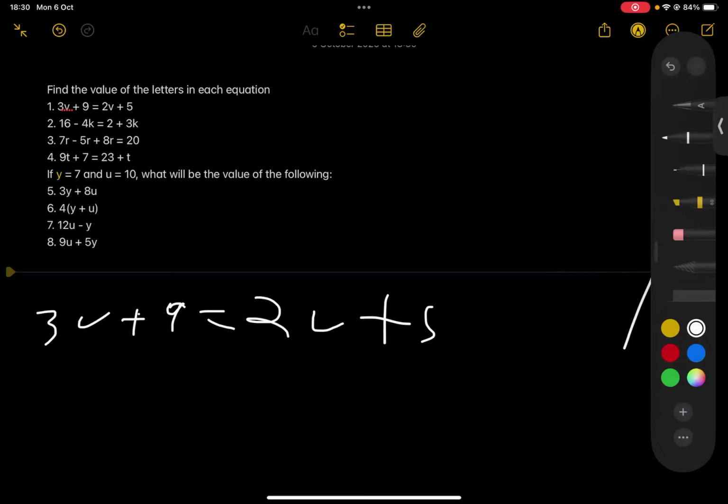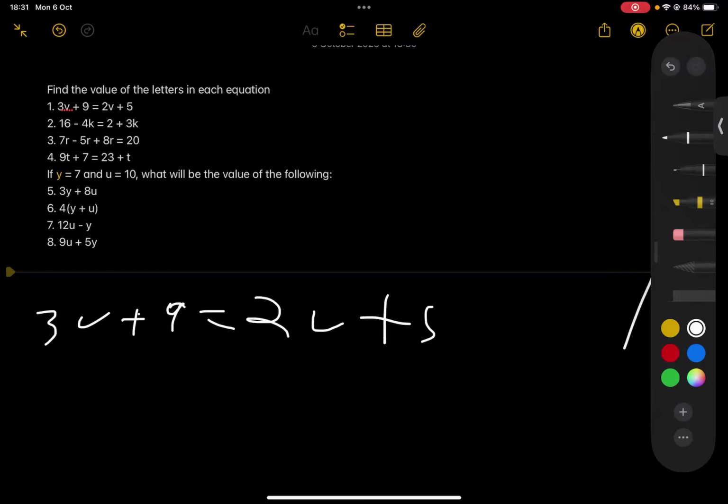Okay. So let me guide you on this one. For this one, the first thing we'll do is to collect the like terms. The terms that look alike, like in this case, 3v and 2v are like terms, okay? And of course, you can tell the reason why, because both of them have the v variable, right?